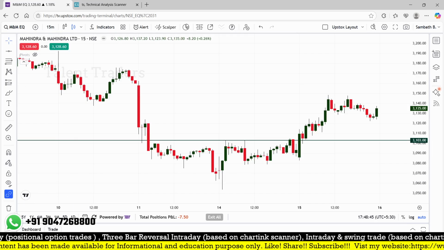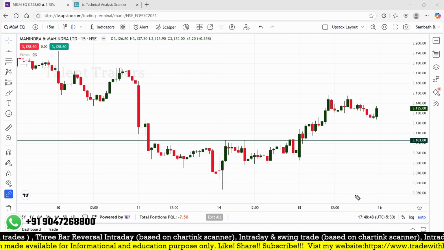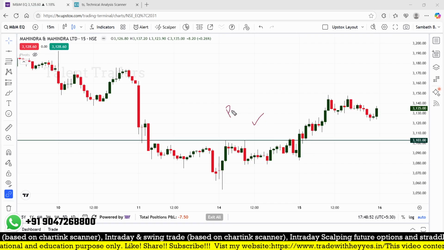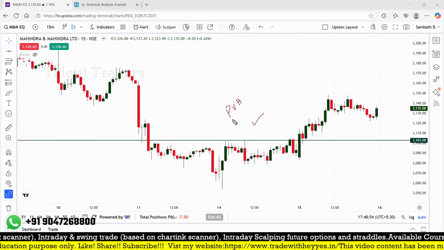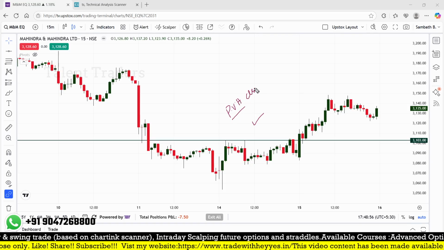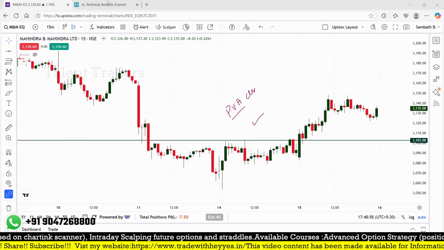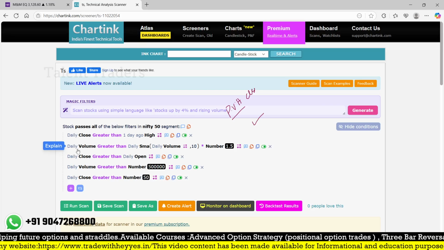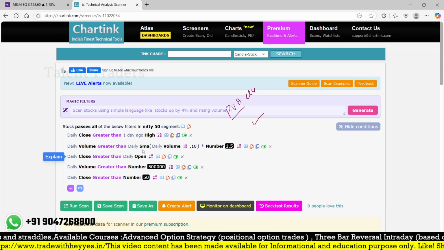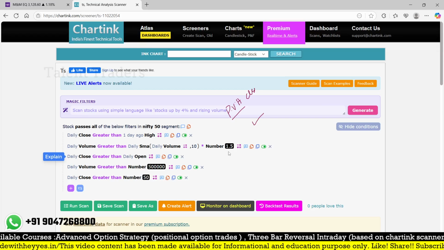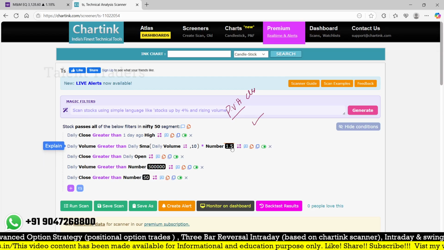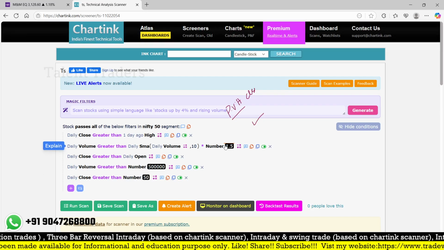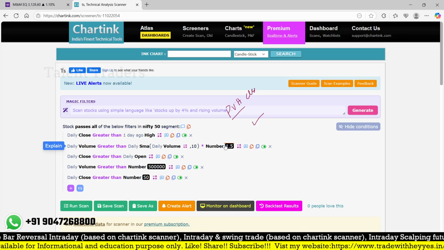The stock must close, on the 15 minutes timeframe, satisfying the previous day high close. The first condition will be met on this particular stock. The second condition: today's volume should be greater than the SMA volume 10 multiplied by 1.5. So today's volume should be 1.5 times higher compared to the previous days' 10 SMA volume.